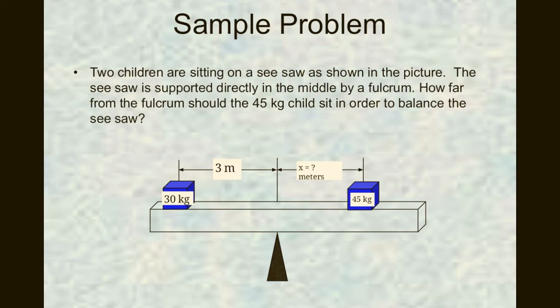And the 45 kg child is sitting somewhere that is causing this to be balanced. But we just want to find out the exact distance from the 45 kg child to the fulcrum, which is the R for that individual. So here are some key things that you need to be aware of and some key terminology that we're going to visit again.